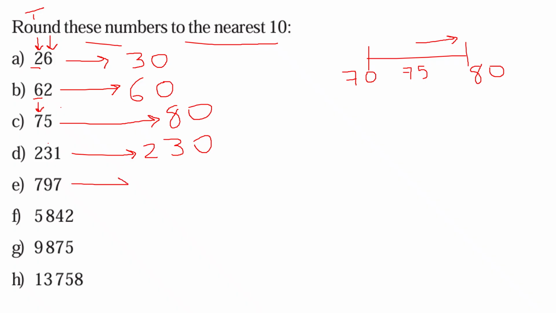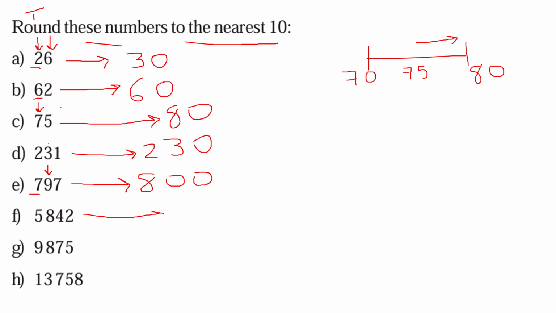Part E, 797 to the nearest 10. So 9 is in our tens column. Look at the number next to it. That's a 7, so that's going to round it up to 800. It rounds that 9 to a 10, but that bumps up the next number to the left by 1. So it's 800.